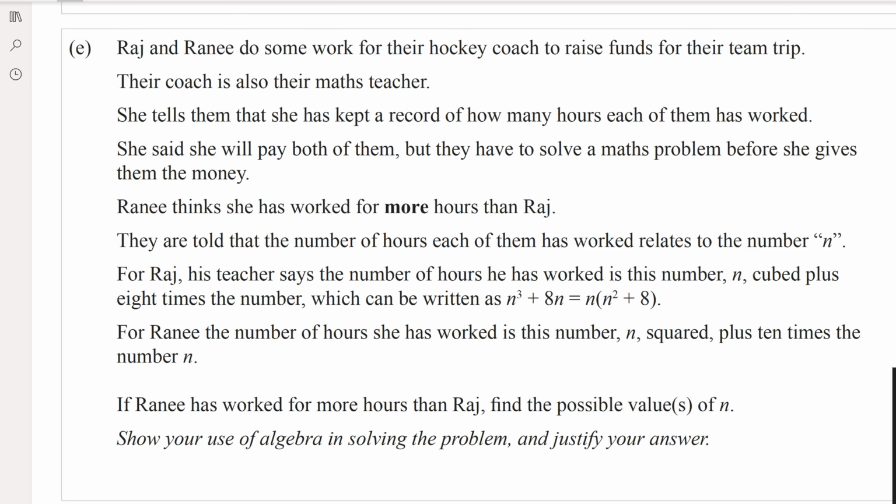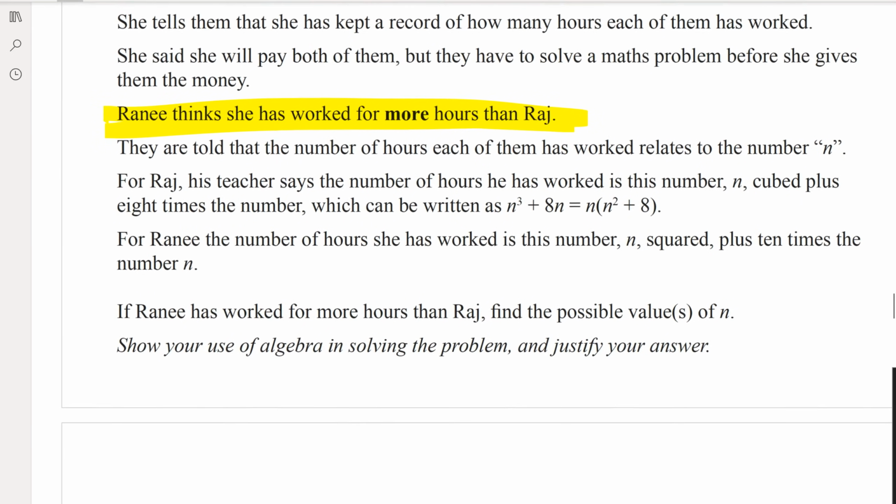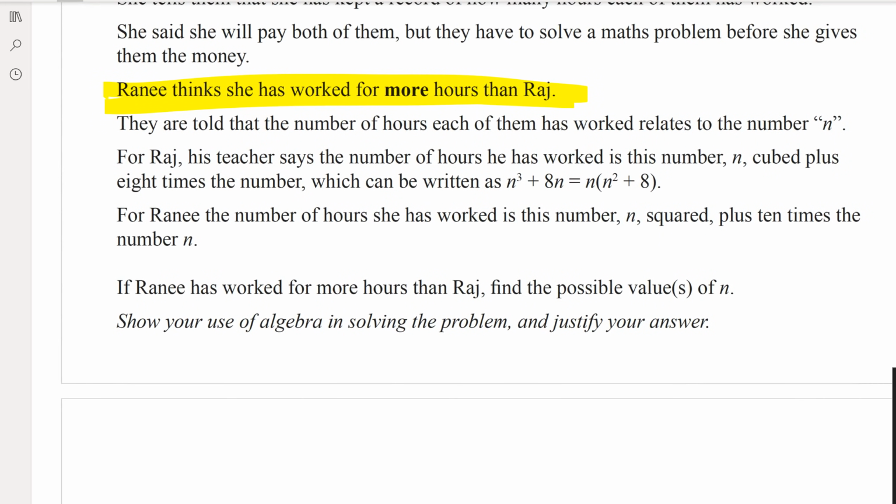Anyway, I hope you had a chance to read through the question, but I think the key part is right here. It says Rani thinks that she's actually worked for more hours than Raj. I'm going to use the letters A for Rani. Actually, I'm going to use N for Rani. All right, so N. Now I can't use N because there's N hours, so let's get rid of that. So I'm going to go with R for Rani, and for Raj I'm going to go with J. So basically, Rani thinks she's actually worked more hours than Raj.